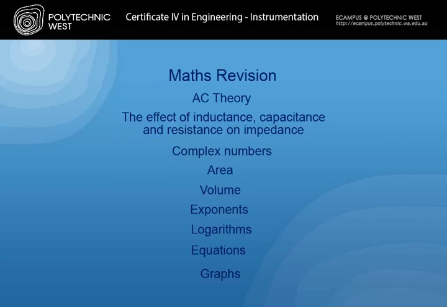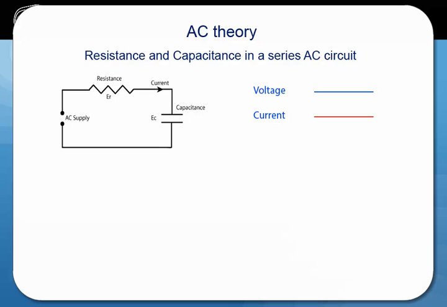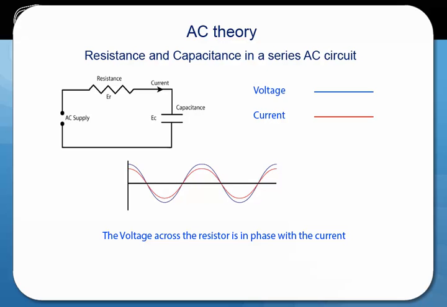This lesson covers some maths principles that you may need to be aware of. Here we have a series circuit consisting of a resistor and a capacitor. The current through each component is the same, so we'll consider this the reference. The voltage across the resistor is in phase with the current.